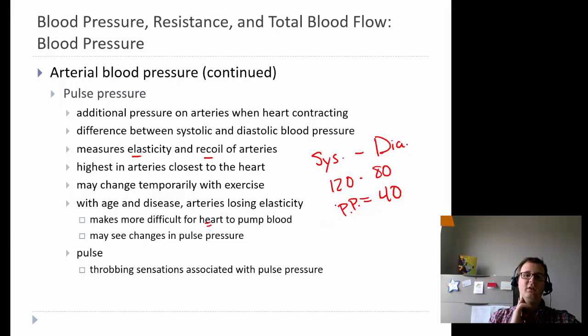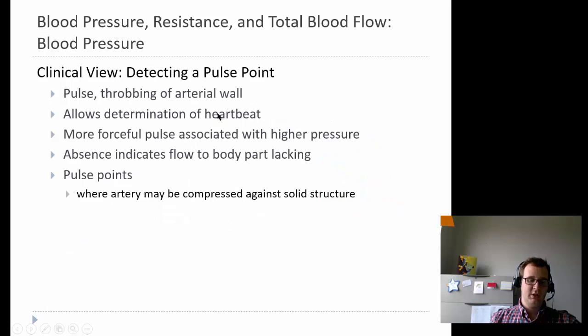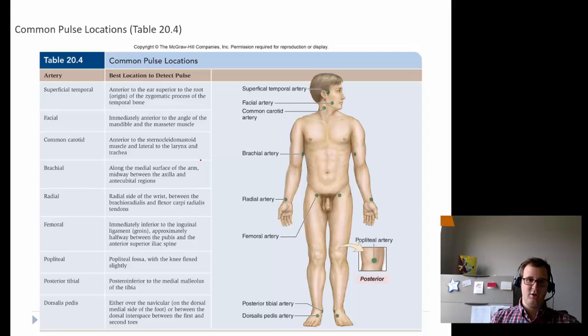So the pulse that you feel, it's like you can feel it up here. It's the throbbing of our arteries whenever you pin it against something. And this allows you to determine your heartbeat because the pulse coincides with contractions of our heart. The more forceful the pulse, the higher the pressure. The more weak the pulse, the lower the pressure. So here are several pulse points that can be used to determine pulse.